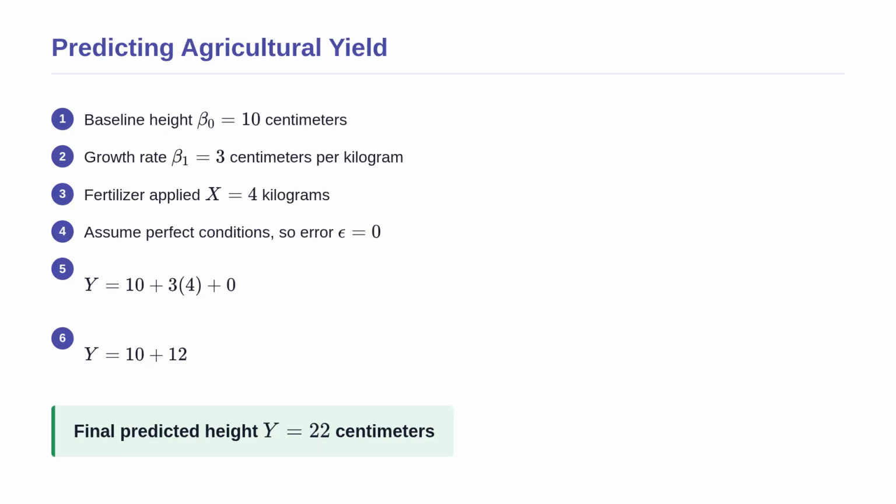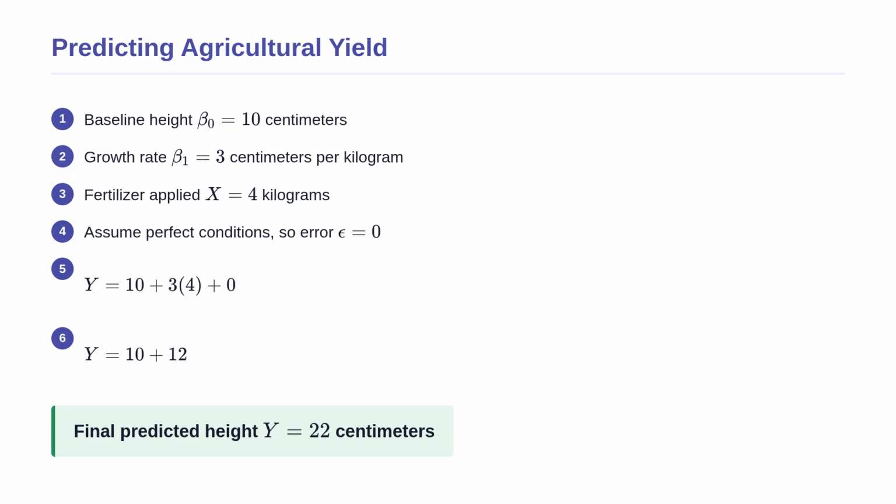Before we move on, let us see this formula in action with a concrete example. An agricultural researcher wants to predict crop growth based on fertilizer. We are given a baseline height of 10 centimeters without fertilizer, so beta 0 is 10. The crop grows an additional 3 centimeters per kilogram of fertilizer, making our slope, beta 1, equal to 3.